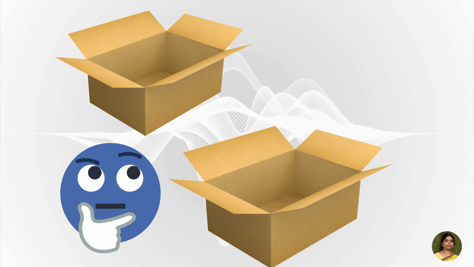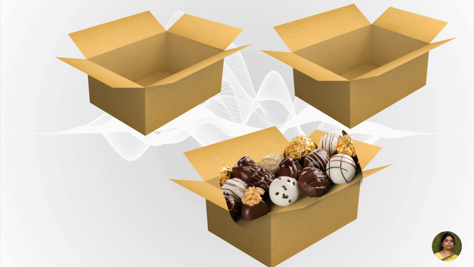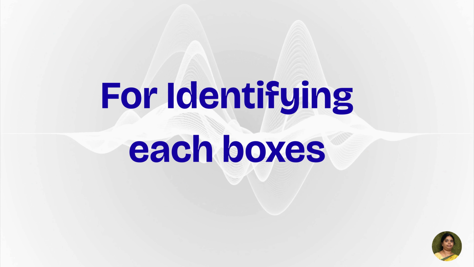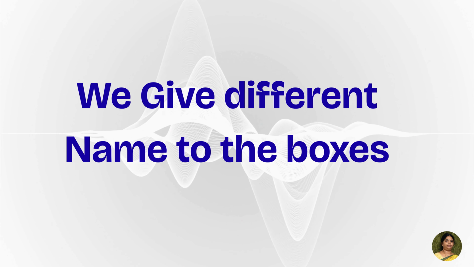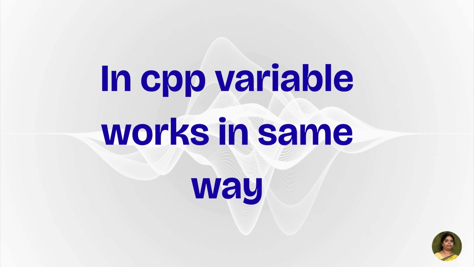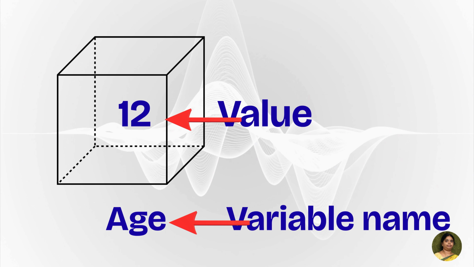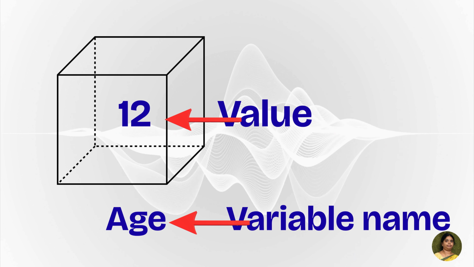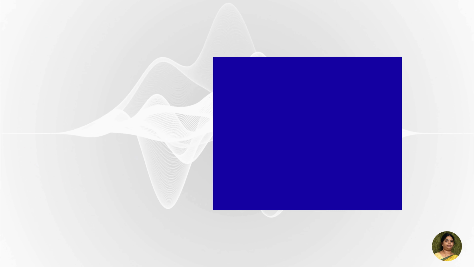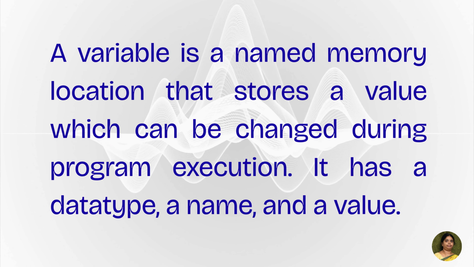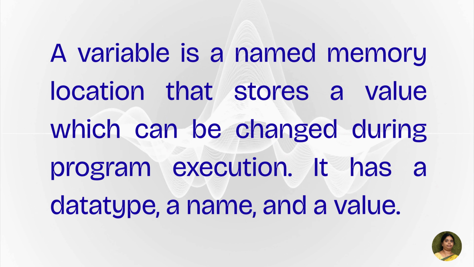Imagine you have different boxes. One box stores chocolate, the other stores toys, and the third one stores books. To identify each box, we give it a name. In C++, a variable works in the same way. A variable is a named container that will store data like int or float. For example, if I have a box named age, I can store the value 12 inside it. Definition: a variable is a named memory location used to store data that can change during program execution.